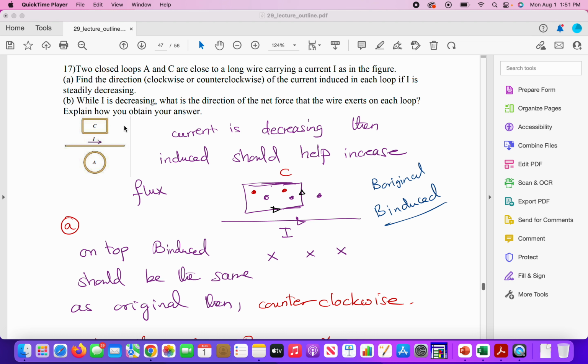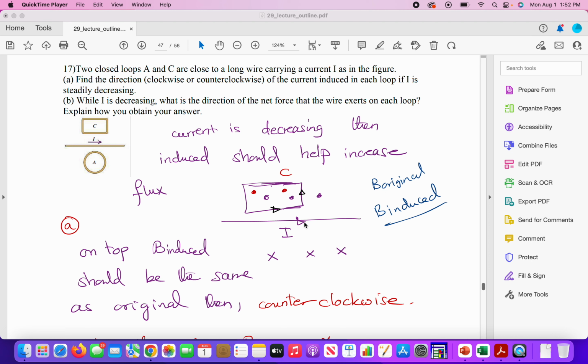Again, this is similar to what we did in the previous question. Here we have the current going in this direction. I will say first the rectangular loop, which is C. And I know that the current is decreasing, then the induced field should help increase the flux, because the flux is decreasing because of the current decreasing. Therefore, B original and B induced should be in the same direction.